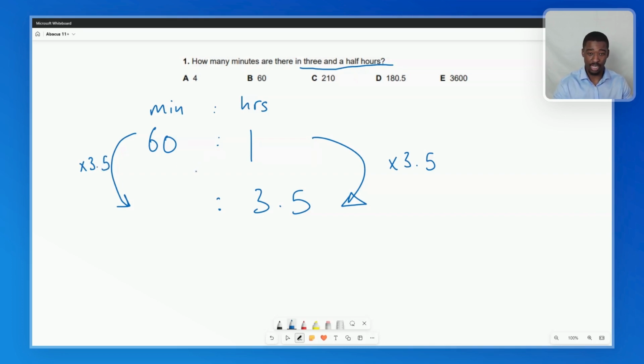60 times 3.5. Well, 60 times 3 is 180, right? Because 6 times 3 is 18, but then it's 60, not 6. So we have 180. And then 0.5 times 60 is 30. It's half of 60. So we have the 180 and then we have the 30. So it should be 210 minutes, which we see is an option right here. So the answer is C.